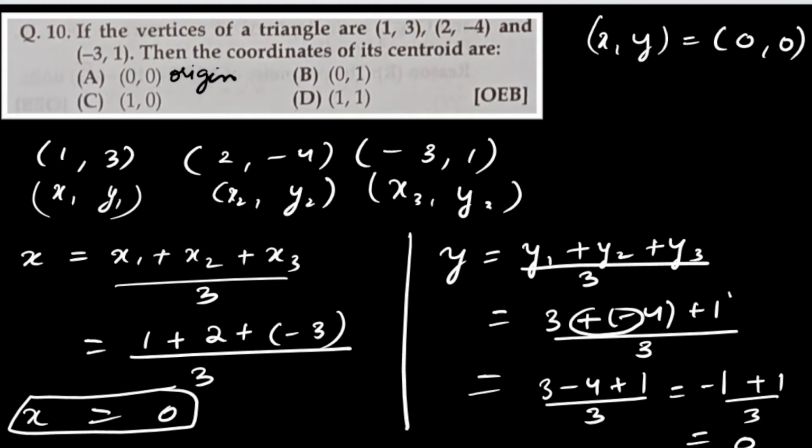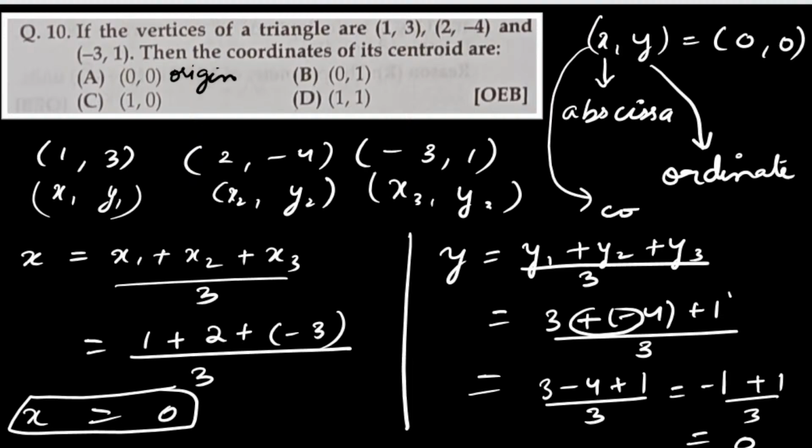And one thing which I didn't mention here. In coordinates, x, y altogether are coordinates, where the name of x is abscissa. The name of the x coordinate is abscissa and the name of the y coordinate is ordinate. This also you should know. As we are doing coordinate geometry, we are dealing with these kinds of points. So x, y altogether are known as coordinates; the x point is abscissa and the y point is ordinate.